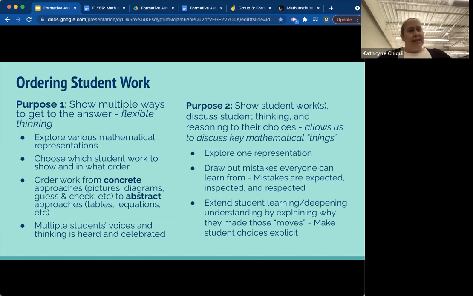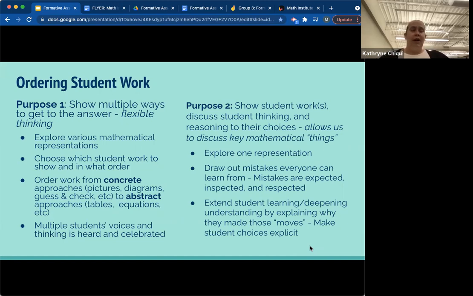Purpose 2 is slightly different. It allows us to focus and zoom in on key mathematical things, specifically being able to explore maybe a certain representation that you want to zoom in on, drawing out mistakes everyone can learn from. So the idea that just because a student didn't get to the correct answer, it doesn't mean that they weren't doing something correct. How can we continue to build on that correct thinking? Also to extend student learning and deepening.